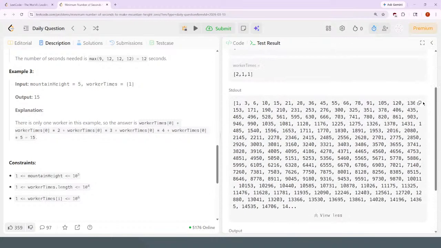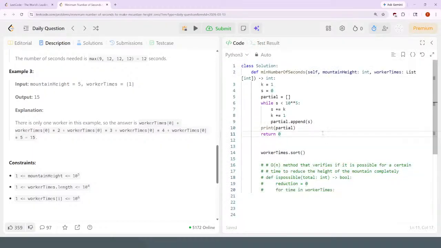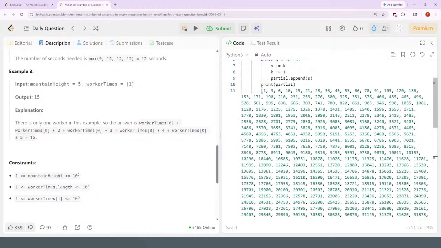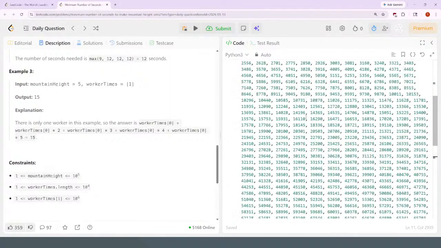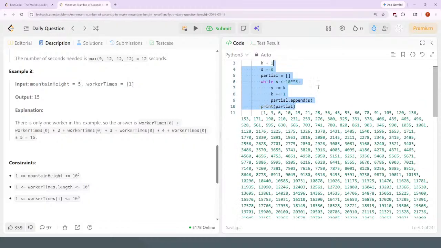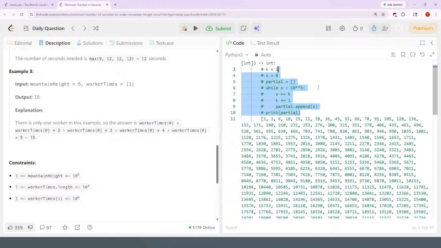How big is this? 1 plus 2 plus 3 plus 4 plus 5. Okay, that seems right. It's pretty darn big, huh? Yeah, whatever. Keep that.